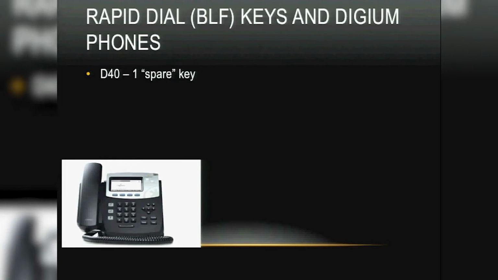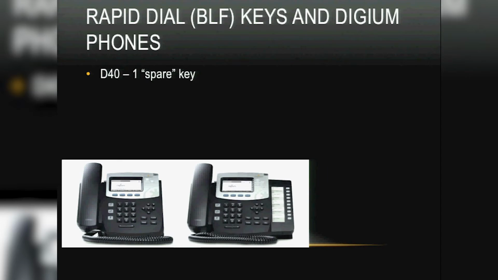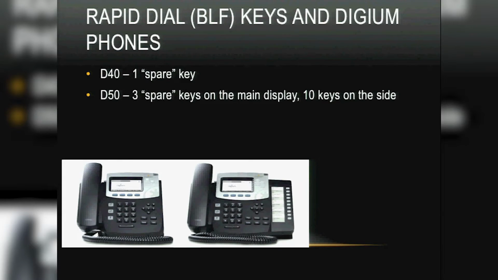All right, so let's talk about BLF keys really quick. So this is the D40. You can see it's got two keys on there, right? It's got one line key and one key that's sort of a spare key. It can be another line, it could be a BLF. Then we've got the D50. The D50 has got 4 line keys, so it's really got 3 spare keys, and then it's got 10 keys on the side right there that you can do things with.